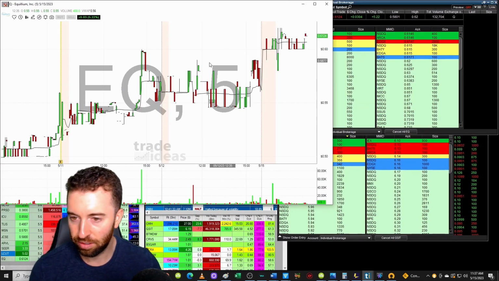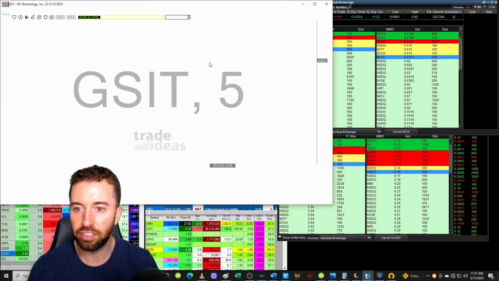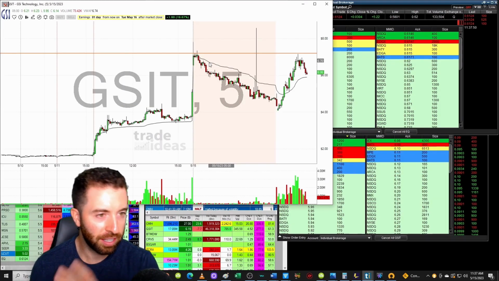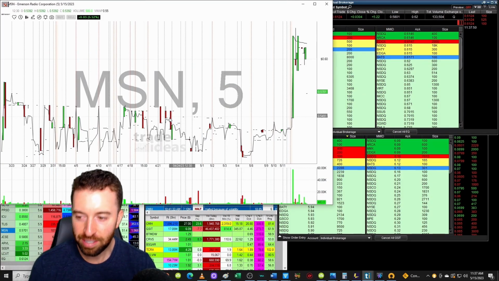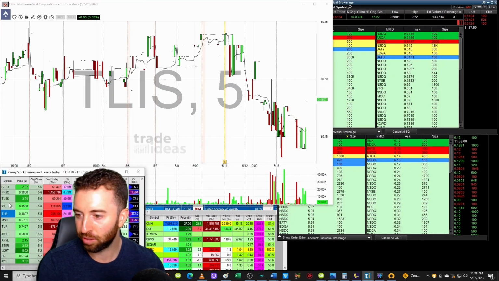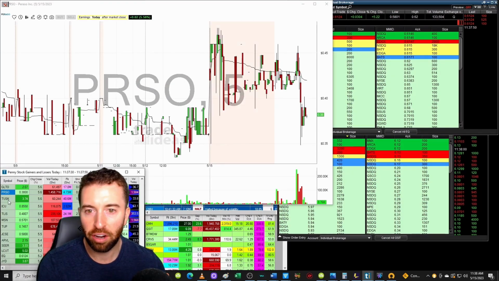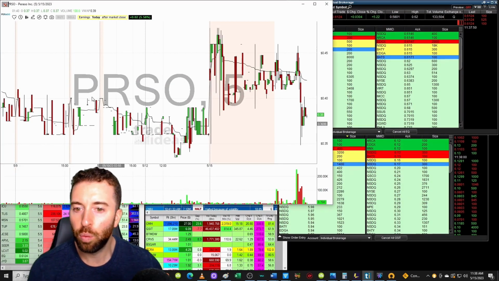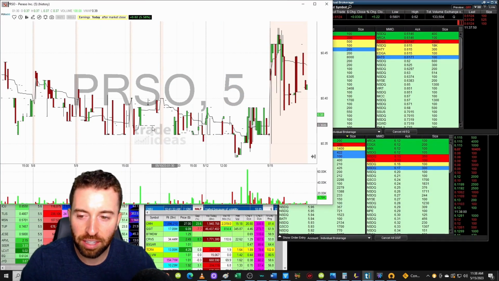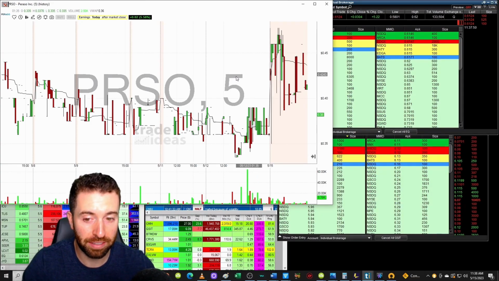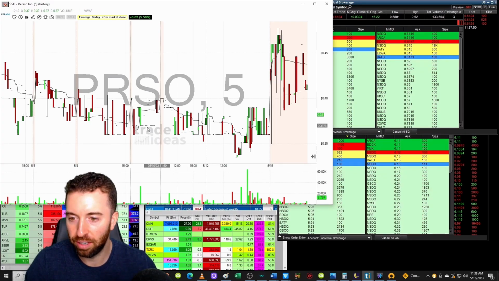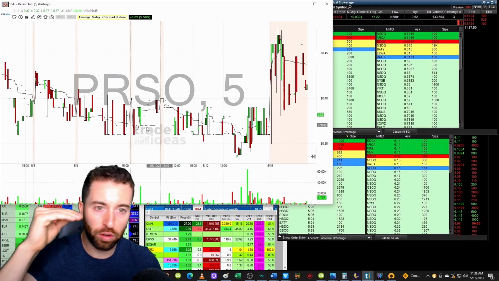These candles look a lot different than GSIT's candles, don't they? GSIT's candles are kind of like what we see in textbooks and charts. MSN, these candles don't look good. PRSO, these candles don't look good. When you see these little dash lines, that means that within this whole entire 5 minute period, there has been no orders whatsoever.